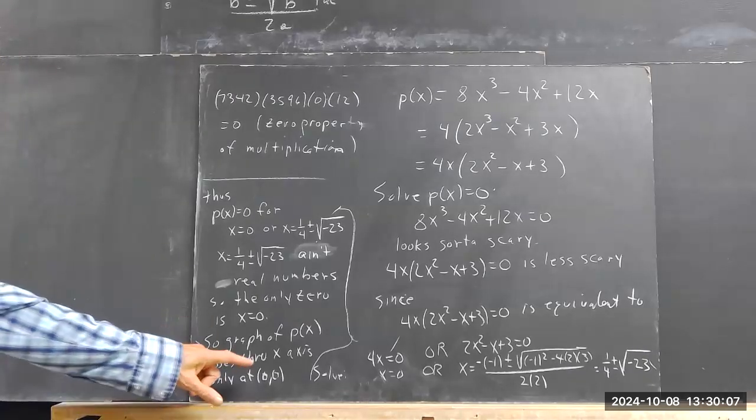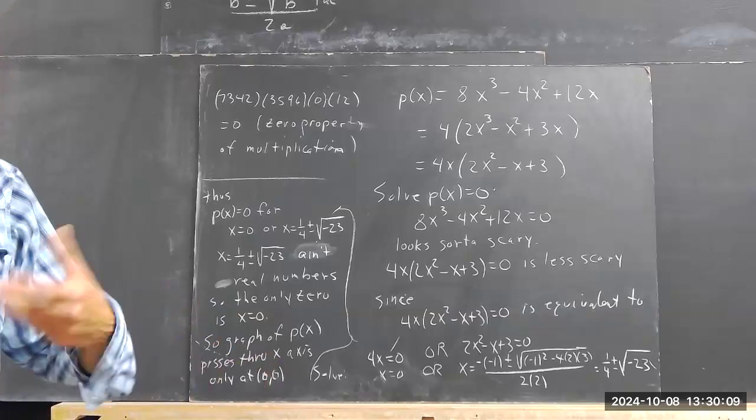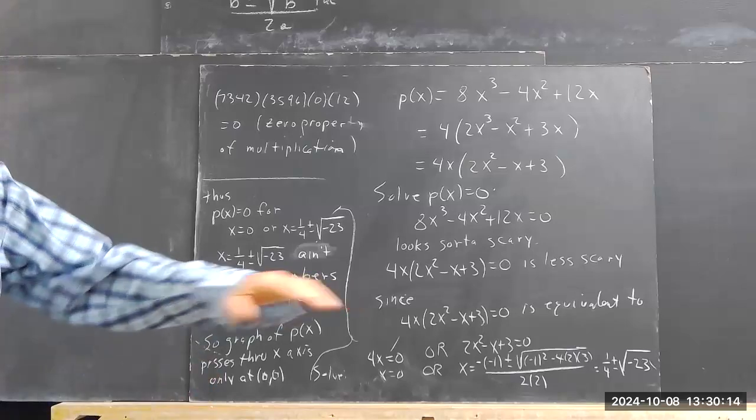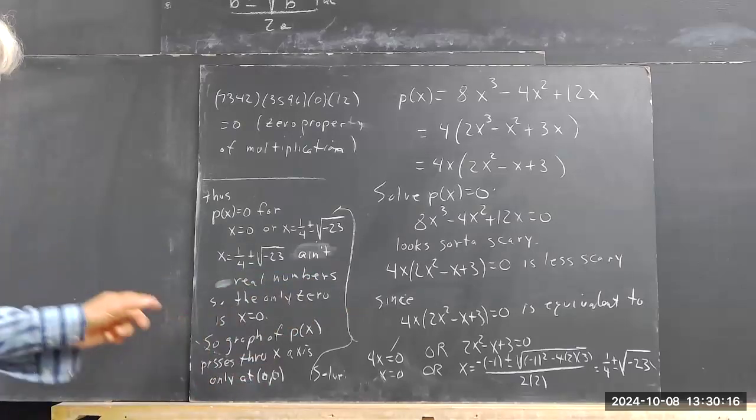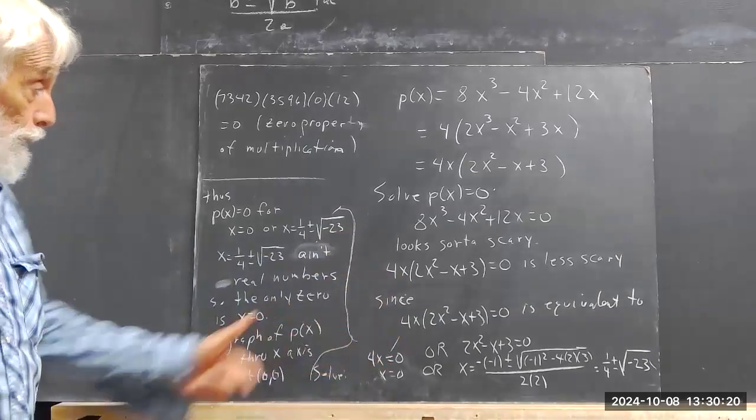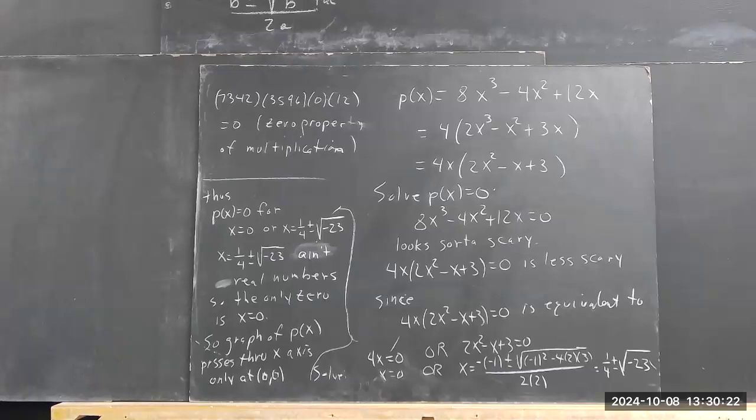So the graph of p of x passes through the x-axis only when y equals 0, and y equals 0 for numbers that you put on the x-axis. Y equals 0 only if x equals 0. That's what we get out of this. It's a very simple idea.